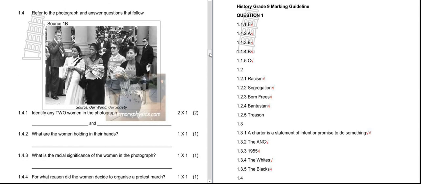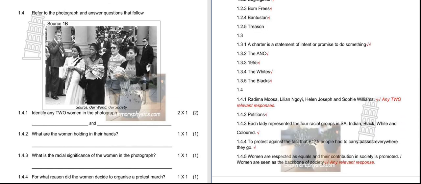We go to 1.4. Refer to the photograph and answer the questions that follow. We have source 1B. You have to identify any two women in the photograph, so you try to identify the personalities as shown. We refer to our marking guideline, where the personalities are indicated on 1.4.1. Then 1.4.2, what are the women holding in their hands? These are petitions. Then, what is the racial significance of the women in the photograph? Each lady represented one of the four racial groups in South Africa: Indian, black, white, and colored.